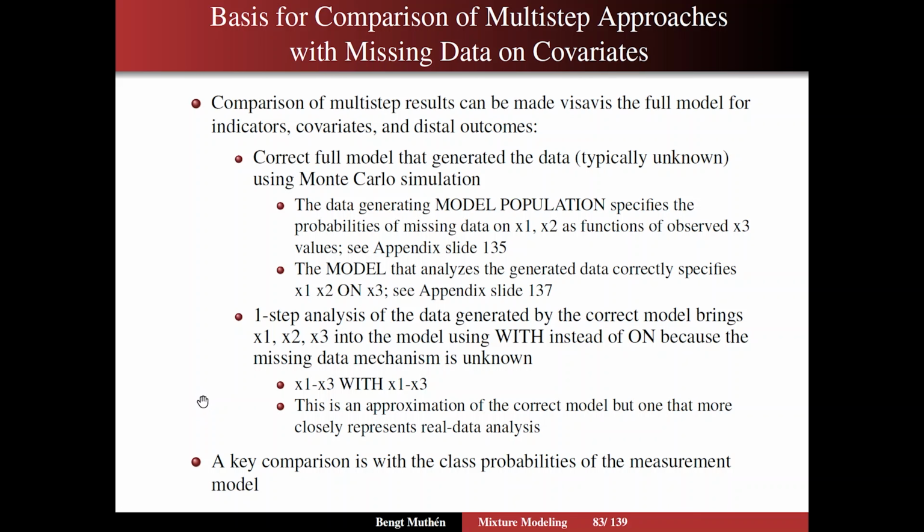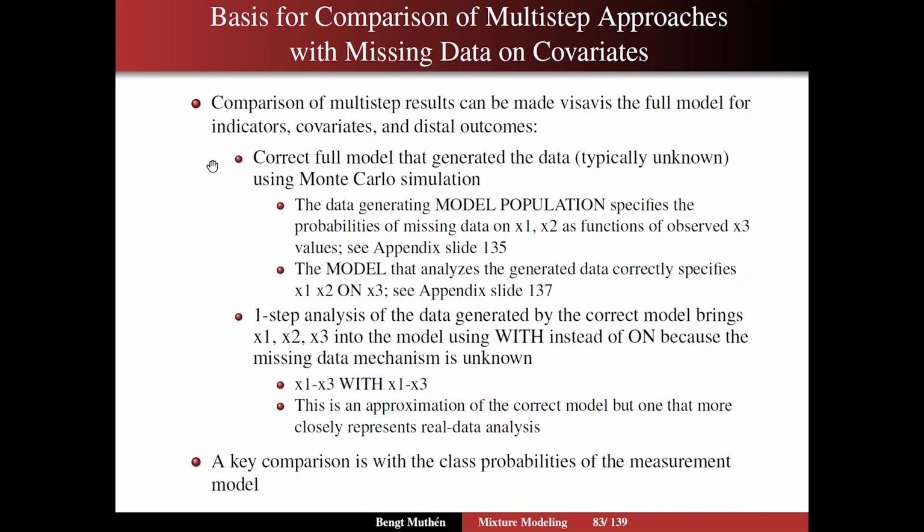Slide 83. This is a bit of a technical think piece slide. Not incredibly important, but it's a good way of thinking about both analyses and simulations. So now, when we're going to compare the multi-step results across methods, what's the best basis for comparison? Well, the full model is what we want to consider with indicators, covariates, and distal outcomes. And we can get results for the full model in a couple of different ways.